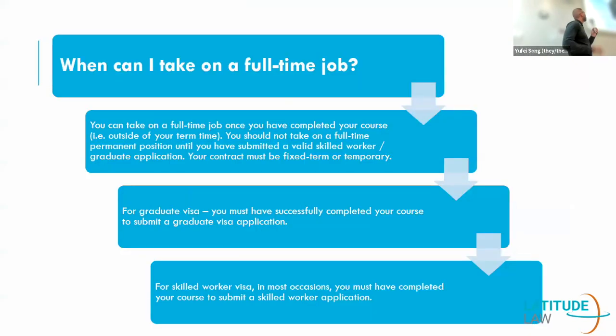So when can I take a full-time role? Now, again, because that's quite small, I'm just going to stand here, hopefully people can still hear me. You could take on a full-time role or job once you have completed your course, i.e. out of your term time, which I'm explaining at the start. And you should not take on a full-time permanent position until you have submitted a valid skilled worker graduate application, and your contract must be fixed term or temporary. So to take away, in simple terms, don't start your full-time job until you have completed your course.